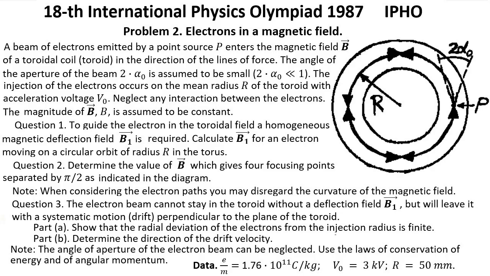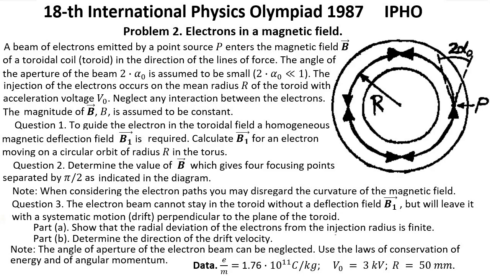Question 1. To guide the electron in the toroidal field, a homogeneous magnetic deflection field vector B1 is required. Calculate B1 for an electron moving on a circular orbit of radius R in the torus. Question 2. Determine the value of vector B which gives focusing points separated by π/2 as indicated in the diagram. Note, when considering the electron paths you may disregard the curvature of the magnetic field.